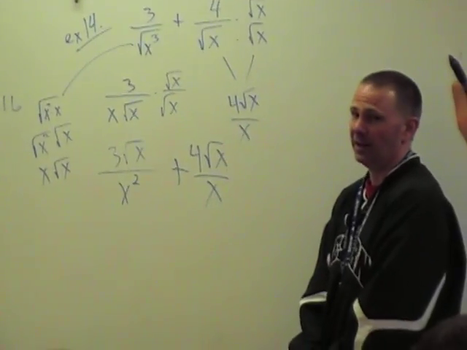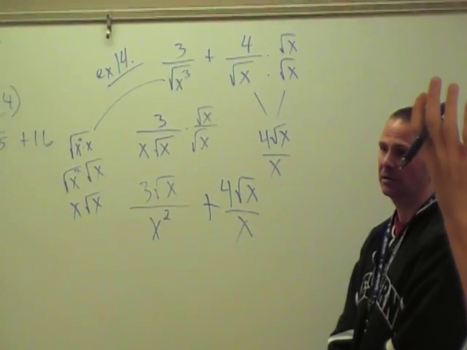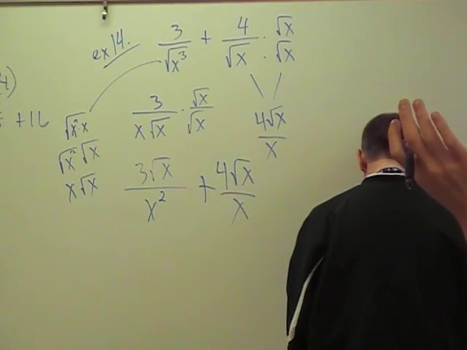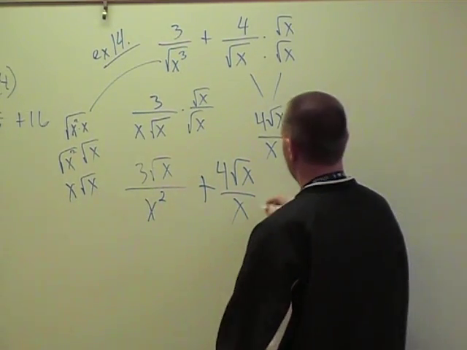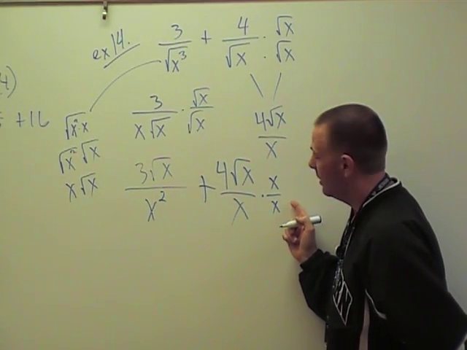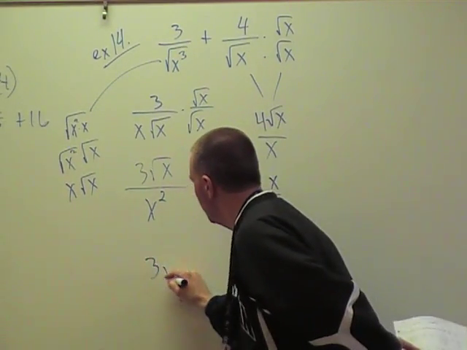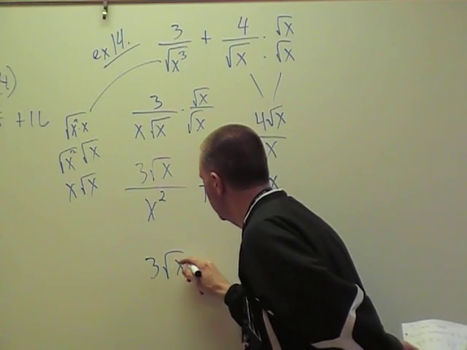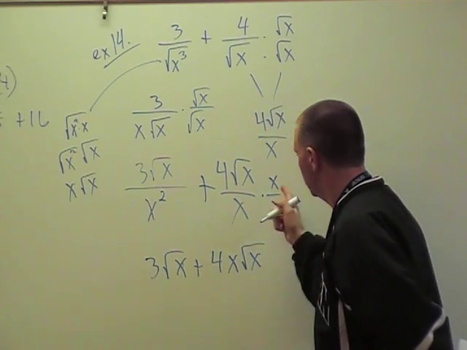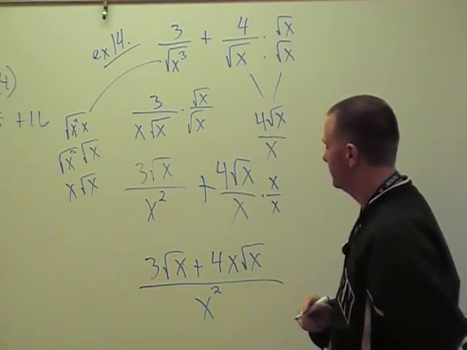Well, we have fractions. Can't you combine fractions? How can you combine fractions? You gotta make the denominator the same. If I multiply this by x over x, that's 1. I then have a common denominator. So this is 3 radical x plus 4x square root of x. This x goes right here, all over x squared.